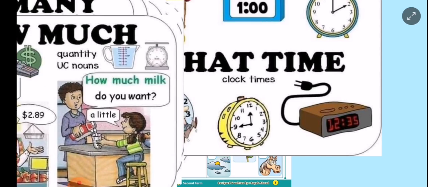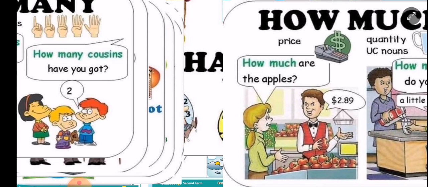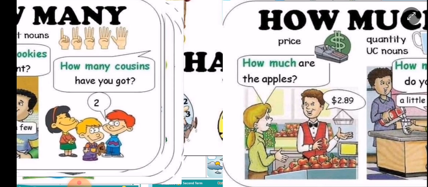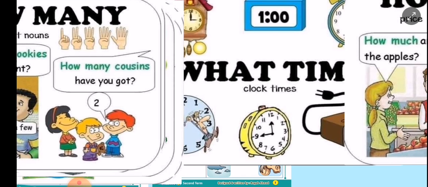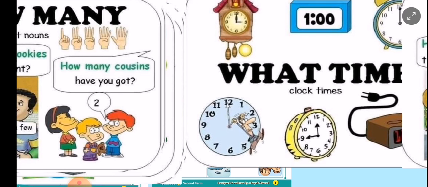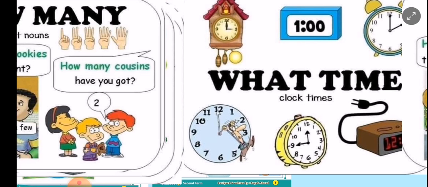The second question we need to explain, as you see here, is for the time. What time? It is clear. The answer should be a time. What time is it? It is 1 o'clock. Another way to ask about the time: do you have the time? That also means what is the time. What time is it? It is 1 o'clock, 2 o'clock, half past two, and so on.